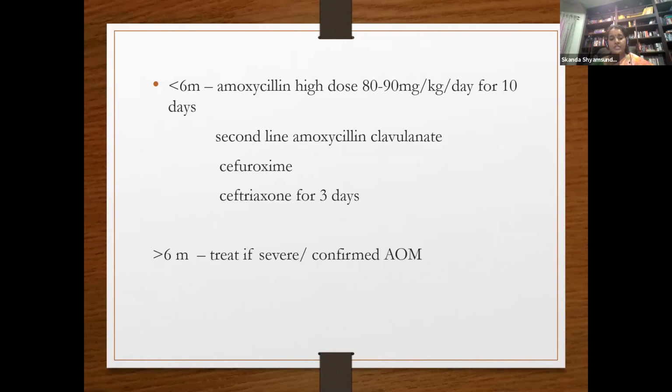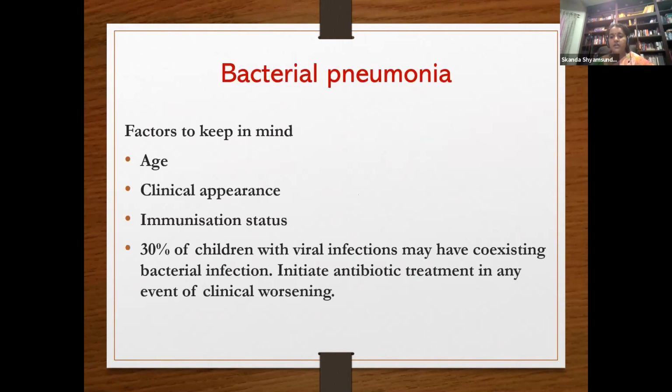A child more than 6 months of age, you're going to treat if it is severe or if it is a case of confirmed acute otitis media. What about bacterial pneumonia? The factors to keep in mind for bacterial pneumonia are age of the child, the clinical appearance of the child, whether we can treat in OP or need inpatient admission, and immunization status of the child, that is going to help in identifying what could be the possible organism.